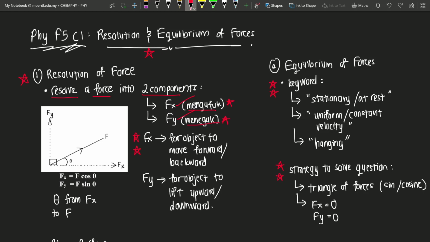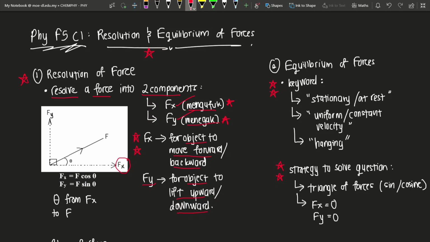So this one, you need to know what is Fx for, what does Fy do. So for Fx, you need to know Fx is used for object to move forward atau backward. Fx ni lah yang berperanan untuk objek tu gerak ke depan atau gerak ke belakang. Make sense lah sebab your Fx is your horizontal component. So you guys boleh gerak ke kanan, ke kiri atau ke depan, ke belakang. Your Fy is for object to be lifted upward or downward. Daya Fy ni adalah untuk objek bergerak ke atas atau bergerak ke bawah.